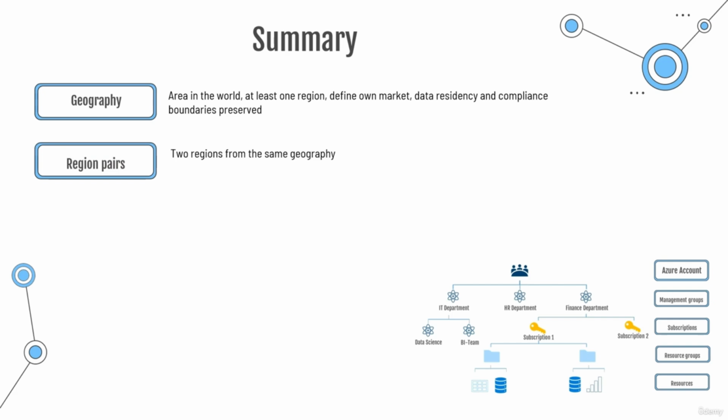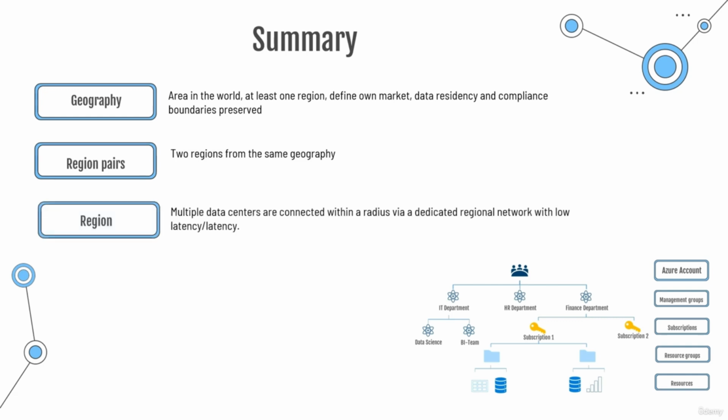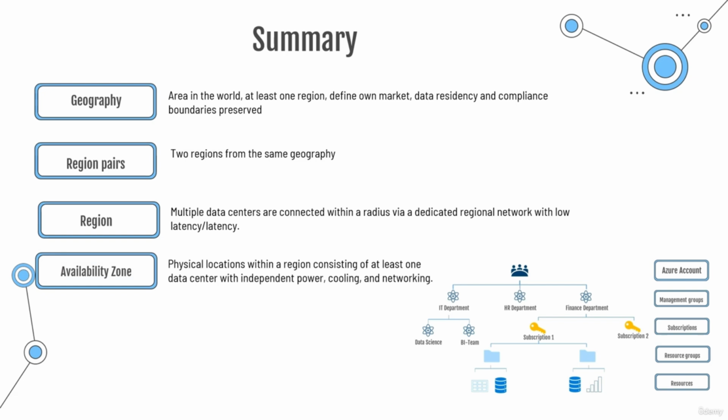So all of the region pairs, usually they are in the same geography. So they can be used so that we can replicate data, create redundancy, but still maintain the same data residency and same compliance because we are usually in the same geography. Then we have, of course, the regions. In these regions, we have one or multiple data centers that are connected. And this is where the availability zones come into play.